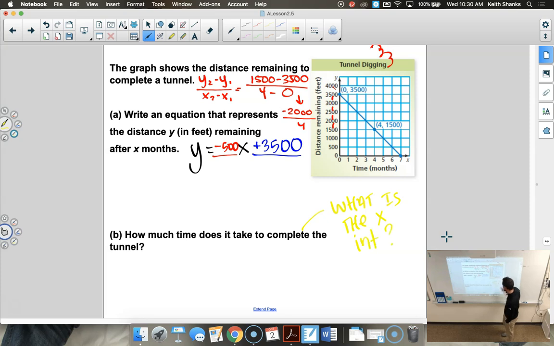And I just want you seeing that because a lot of times, students are like, I don't know, and then they give up. They're like, I don't even know what they're asking me. How do I figure that out from this? And some people will say, oh, that's really easy, I can look at it and figure it out. But I just want you to see there, how much time? That's x, right? This stuff is all x. To complete the tunnel means the distance remaining is 0. That's my answer right there.